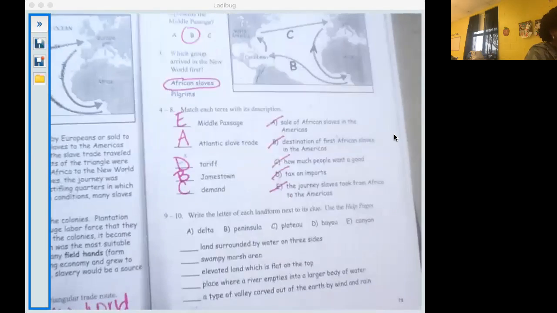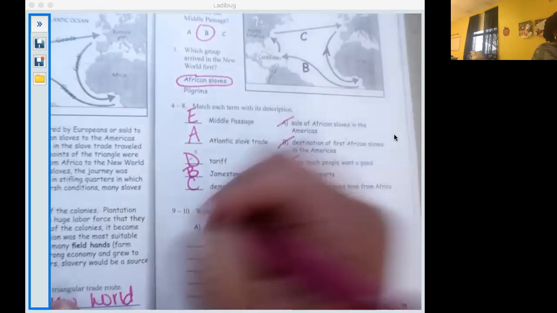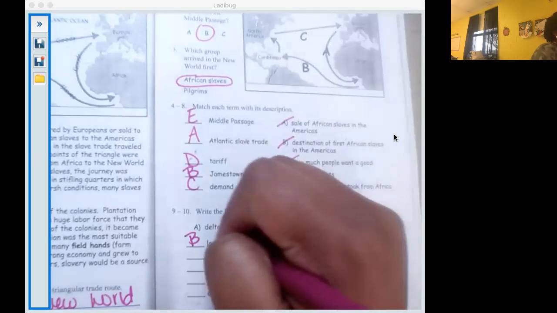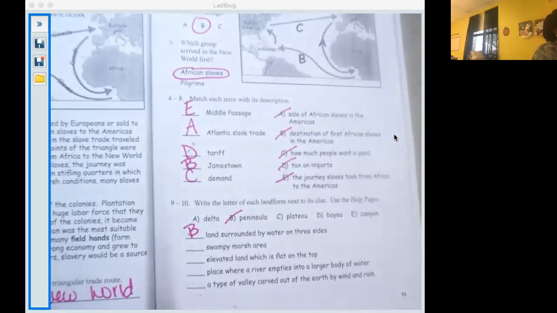All right, guys, and the last section is more geography review. So it says that you can use your help pages. I sent home your help pages in your folders at the beginning of the year, so pull that out if you have it. Okay, so the first one, land surrounded by water on 3 sides. That is a peninsula, and Florida would be an example of a peninsula, has water on 3 sides. A swampy marsh area, that's going to be a bayou.